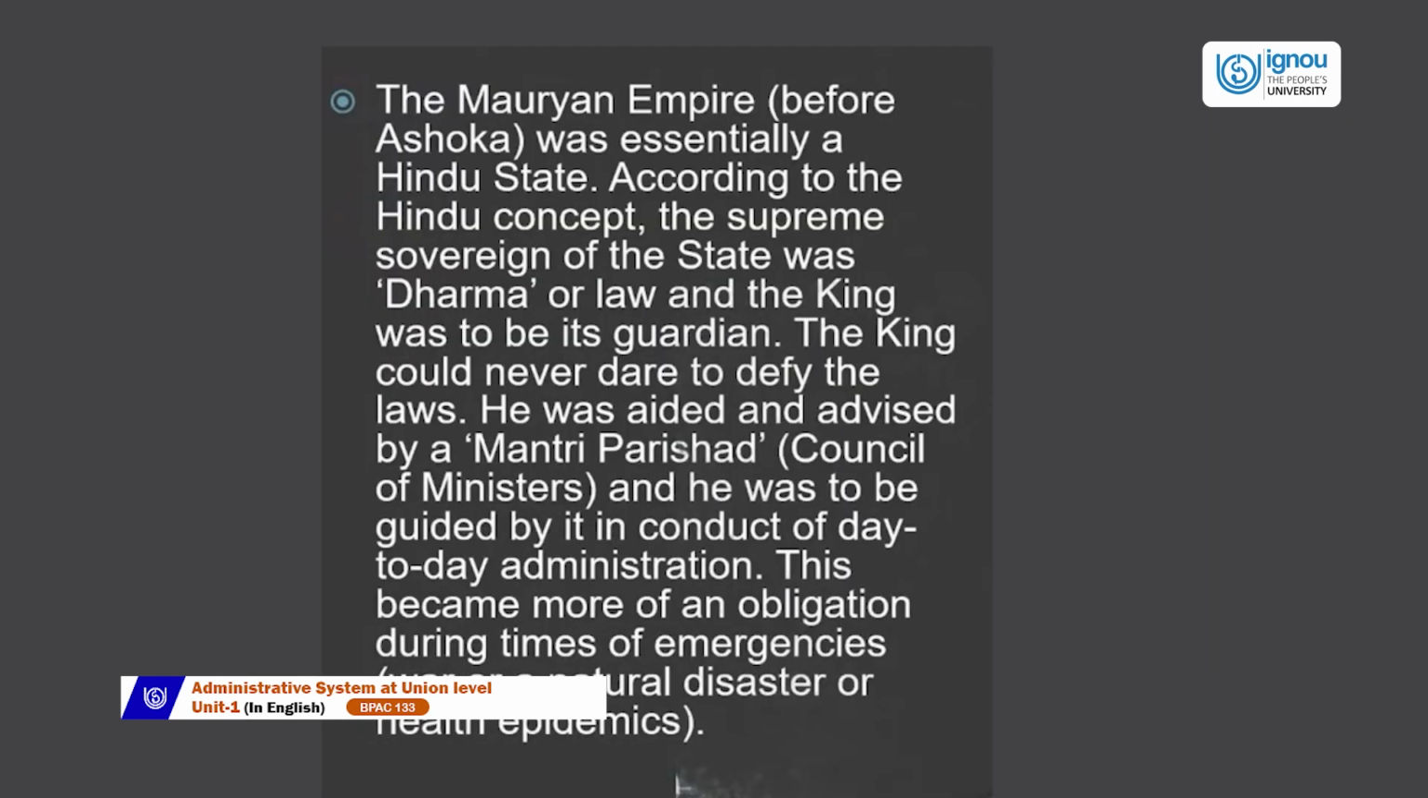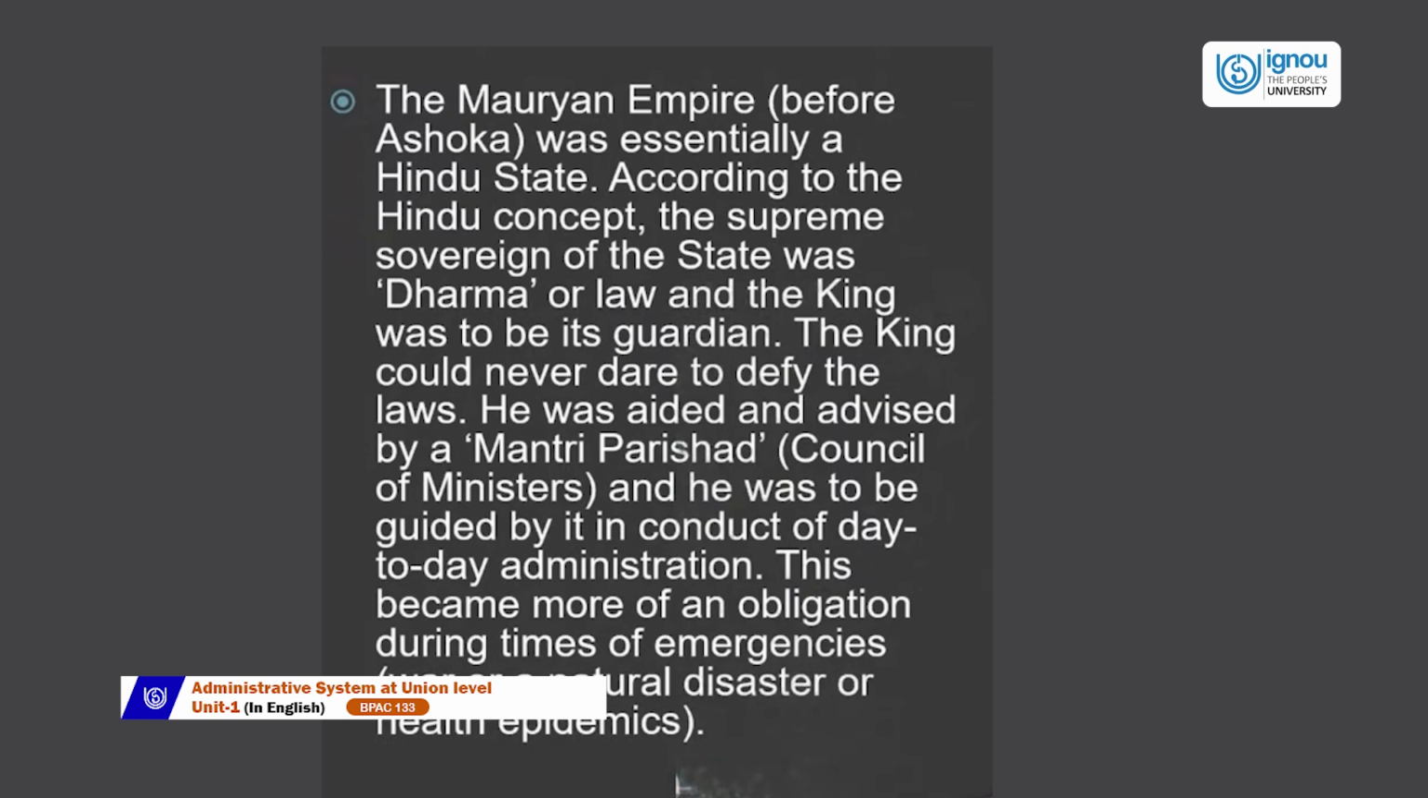Moving on, we see that the Mauryan Empire before Ashoka was essentially a Hindu state. It was Ashoka who started adopting, synthesizing certain elements of Buddhism also along with Hinduism.